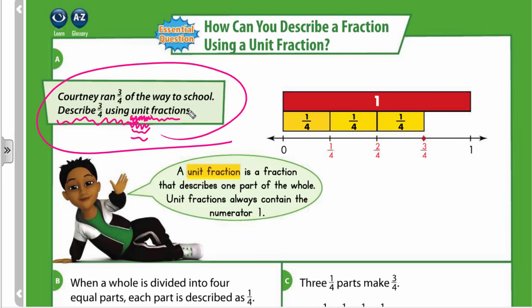So, my heroes, we need to describe 3/4 using a unit fraction. The first thing that we should know: what do we mean by unit fraction? Can anyone tell me what we mean by unit fraction? Muhammad? A unit fraction is a fraction that describes one part of the whole. And the unit fraction always contains the numerator 1. Thank you, Muhammad. Can anyone give me an example of a unit fraction?